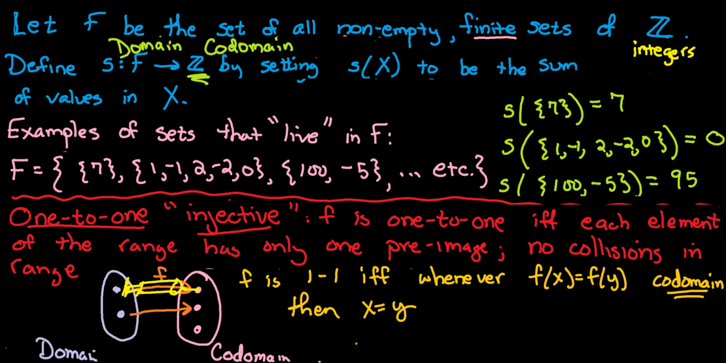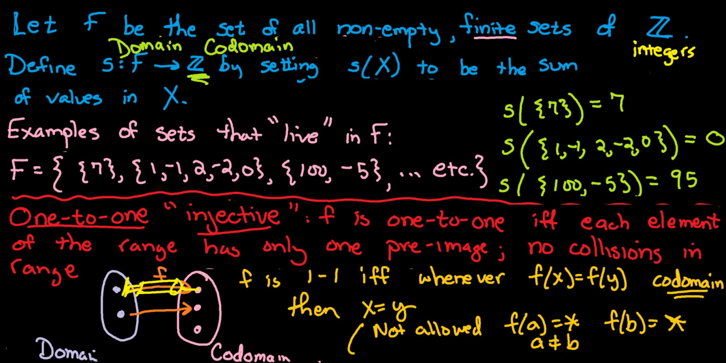right? You are not allowed to do like f of a equals star, f of b equals star. That was our first example, and the a and the b were certainly distinct points. They weren't equal. This is saying if you're going to land on the same point in the codomain, you better have been equal to start with.